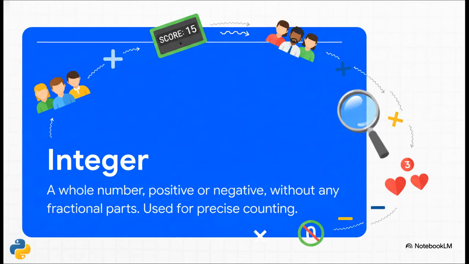So first up, the integer. Super simple. An integer is just a whole number. It can be positive, it can be negative, but, and this is the important part, it cannot have any decimal places. Just think of things you can count perfectly, like the number of lives in a game or the number of people in a class. That is a job for an integer.